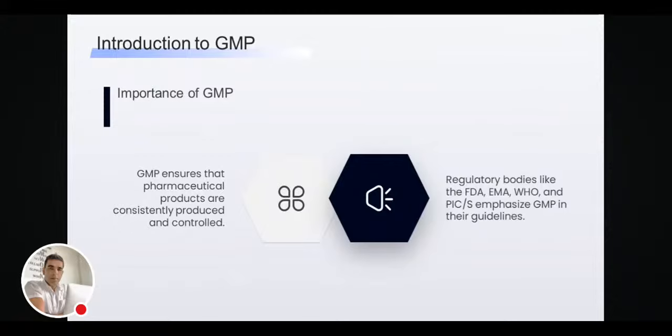Qualification proves that equipment, utilities, and systems are installed, operate, and perform as intended. Validation proves that the manufacturing process does what it's supposed to, again and again, giving consistent quality. Regulatory bodies like the FDA, EMA, WHO, and PIC/S emphasize both in their guidelines, like EU GMP Annex 15, FDA's process validation guidance, and WHO's validation guidelines.